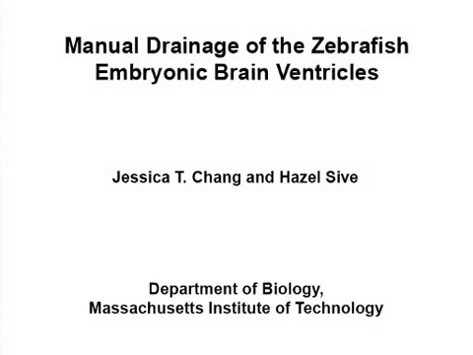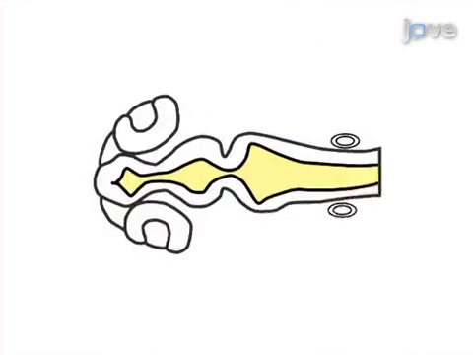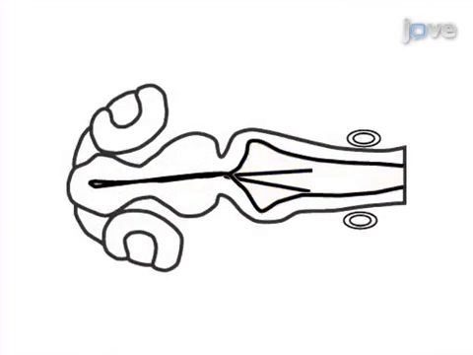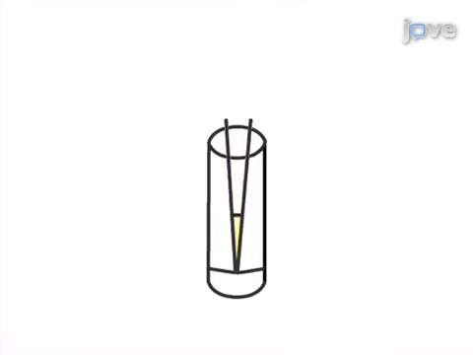The overall goal of this procedure is to create a system that lacks cerebrospinal fluid, or CSF, within the embryonic brain ventricular system. This is accomplished by first manually draining embryonic CSF, or ECSF, from the zebrafish brain ventricles. Next, the ECSF is collected for further analysis of content.